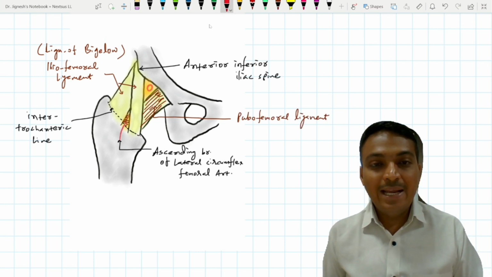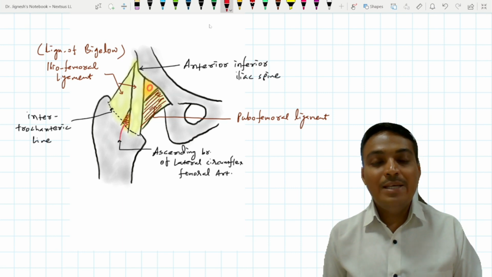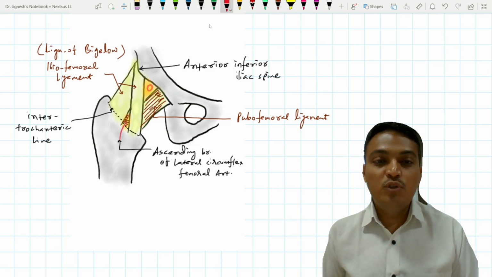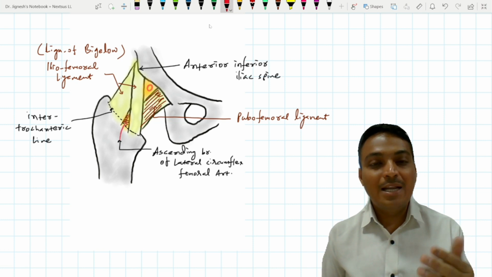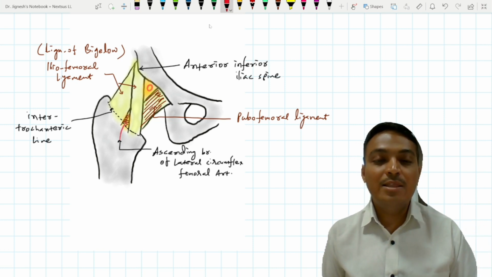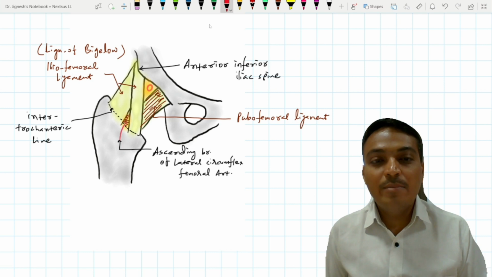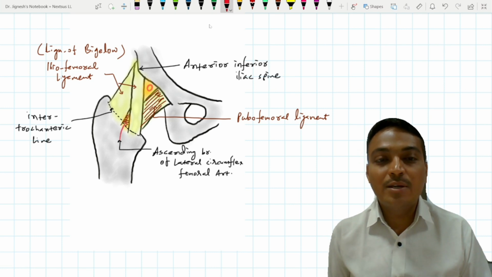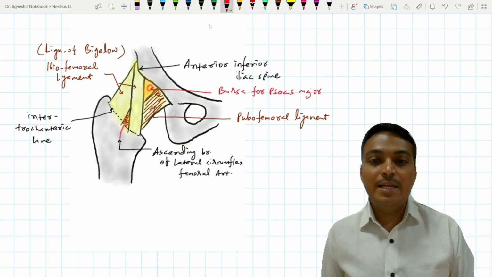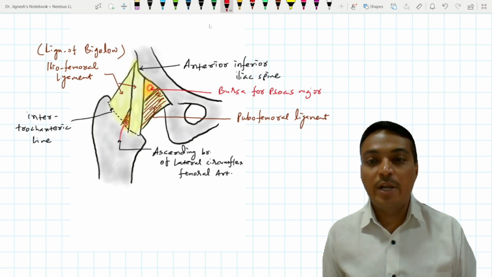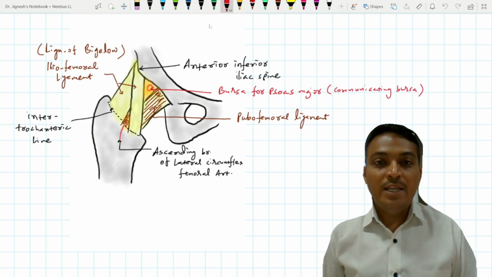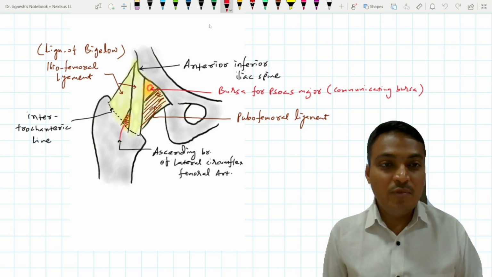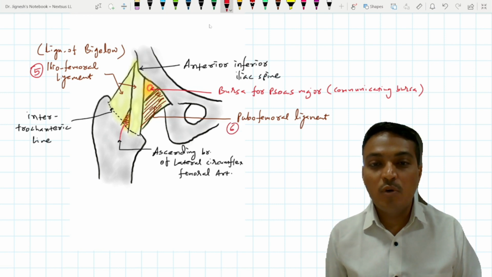Now one space is created between the pubofemoral ligament and the vertical band of the iliofemoral ligament, and through this gap the synovial pouch of the hip joint comes out. It lies between the tendon of the psoas major and the hip joint, and that's why it is called the bursa for the psoas major. And this bursa is a communicating bursa with the hip joint. So we have seen these two more ligaments. The fifth one is the ilio-femoral ligament, and the sixth one is the pubofemoral ligament.